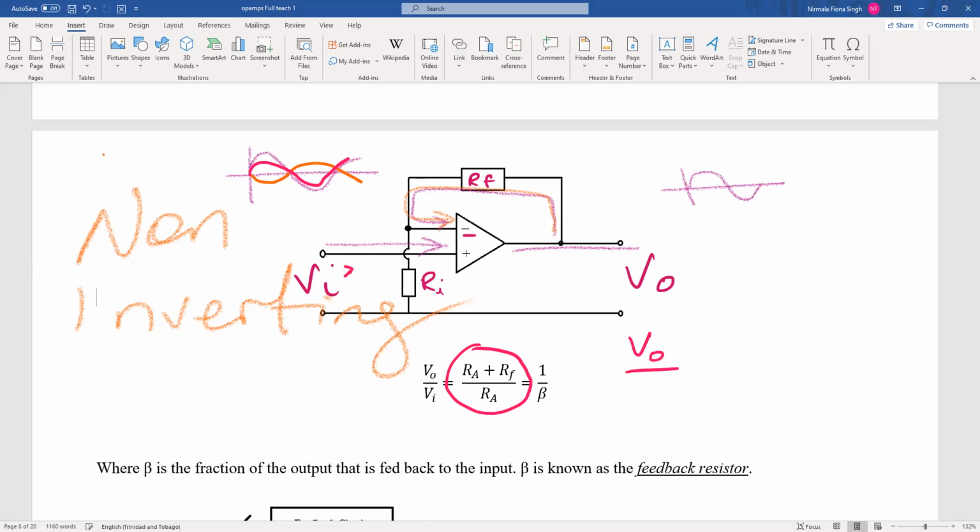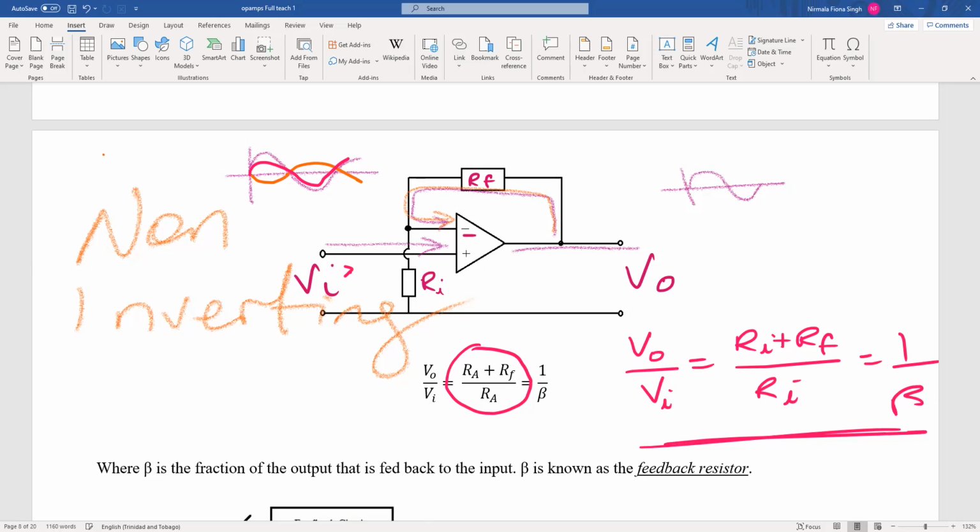And our feedback or our gain is given by Ri plus Rf. Remember, it's the same thing over Ri, and this is called 1 over beta. We're going to see where this comes from and what it is. Now, beta is the fraction of the output that is fed back into the input. Remember we said some of the output is fed back into your negative input. The fraction of this output, the decimal or the part of the output that's fed back into the input, we call it beta.